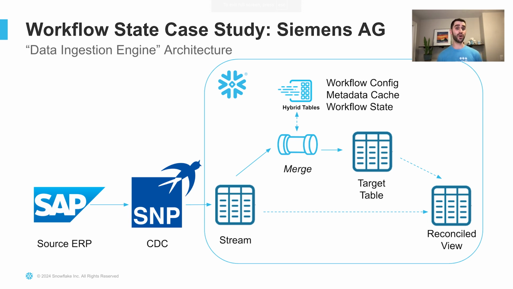Hybrid tables were able to address the locking issues that they ran into because hybrid tables use row locking for DMLs instead of table or partition locking that standard tables use for those same DMLs. And they were able to maintain the simplest architecture that they could by keeping that metadata directly inside Snowflake.